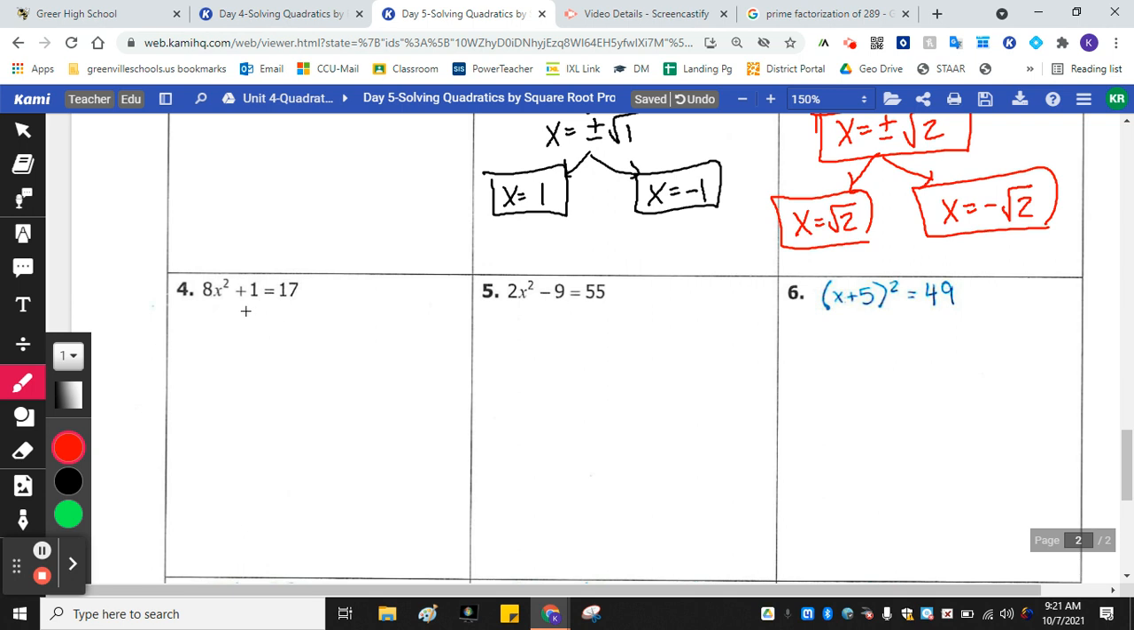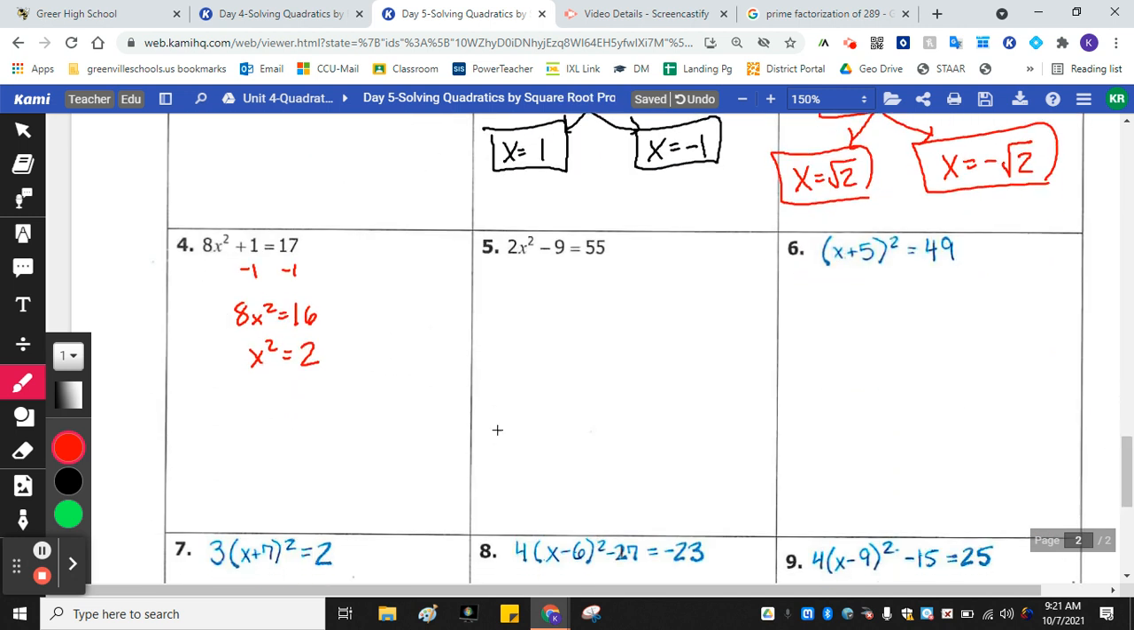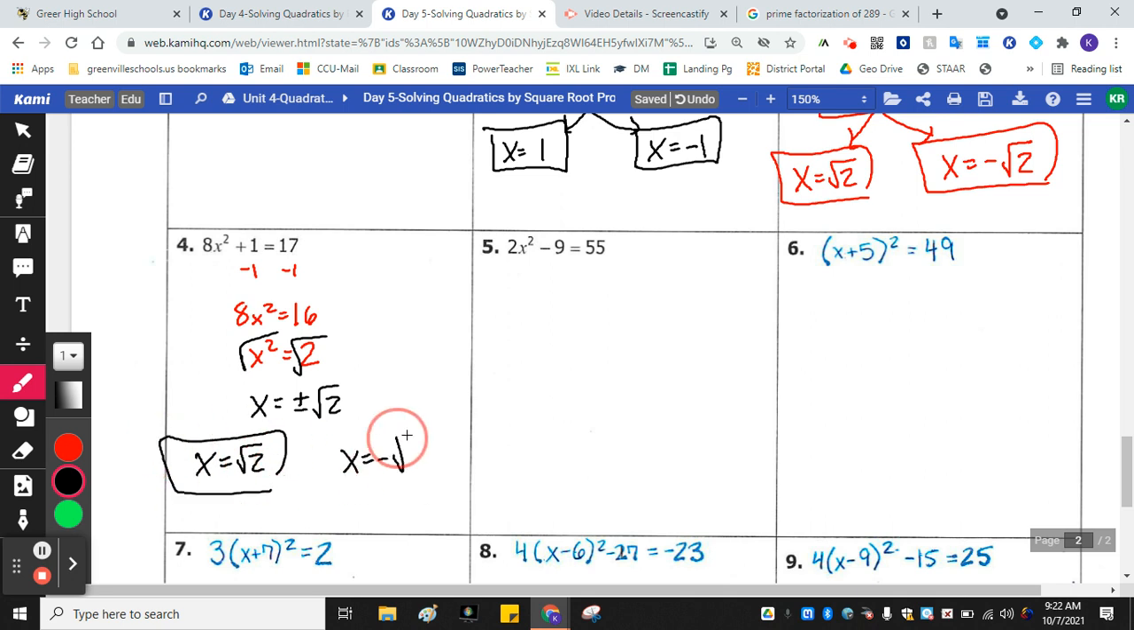All right. Isolate what's being squared. So subtract 1. 8x squared equals 16. Divide over by 8. Is this not the same question? Oh, basically, but no. Take the square root of both sides. Don't forget plus or minus. So x equals square root of 2. X equals negative square root of 2.